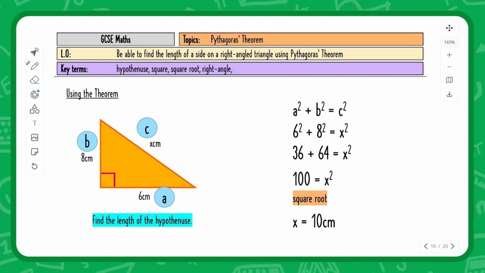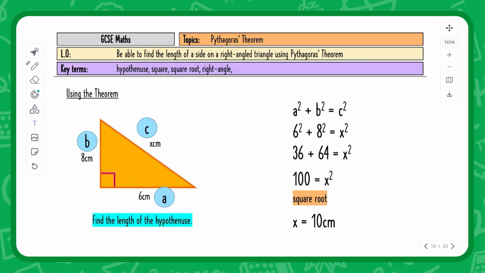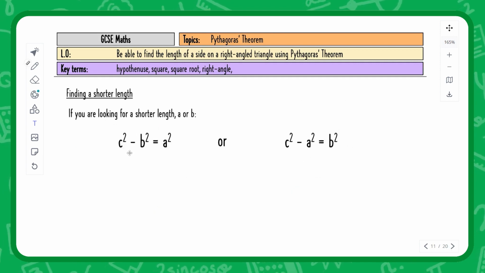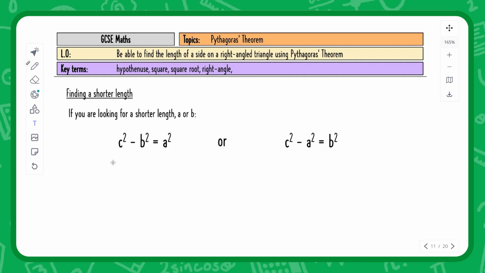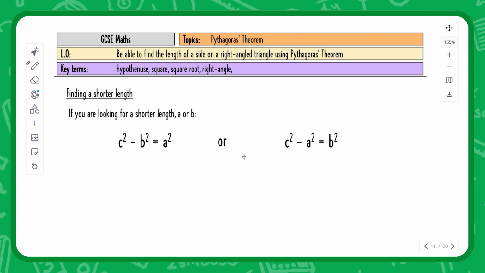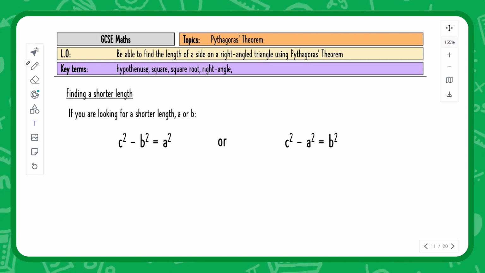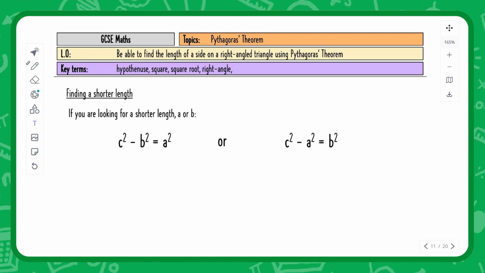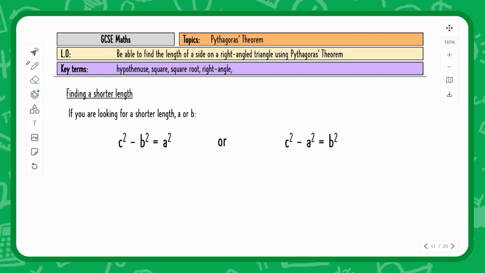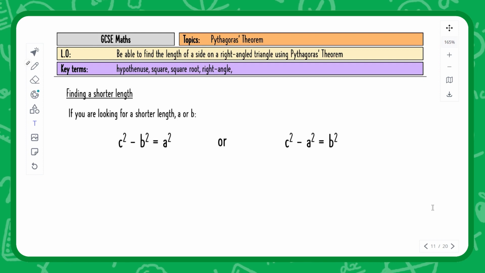So that's how we use the theorem for finding the hypotenuse, but sometimes you can be asked to find a shorter side. All you have to do is take the two given sides away. So it's the longest side, take away one of the shorter sides. The reason why I've got two theorems there is because it depends on what you label as your missing side. Remember, a and b were interchangeable. So if you're looking for a, you will use this theorem, and if you're looking for b, you will use this one.